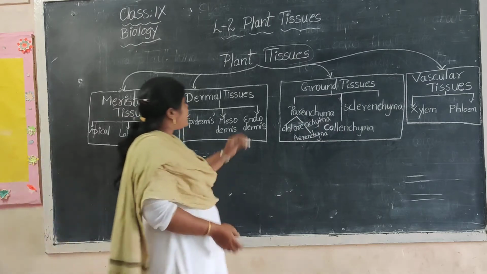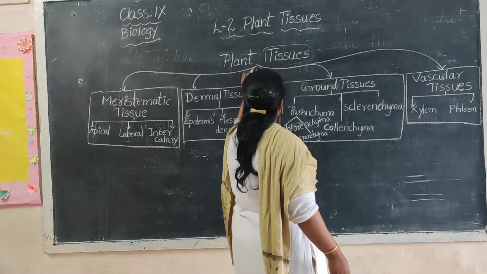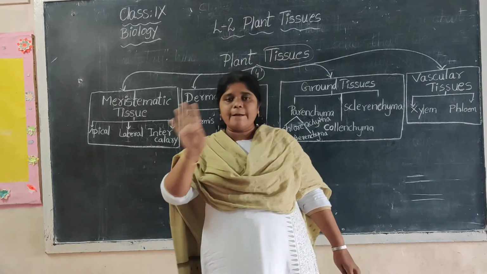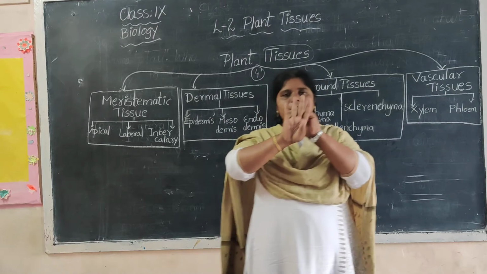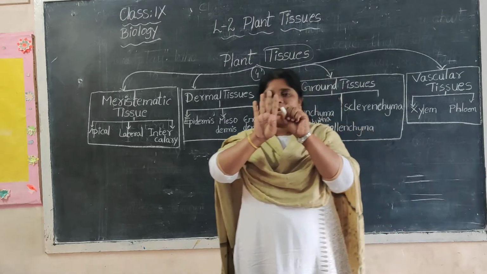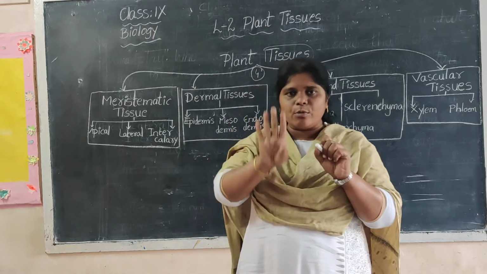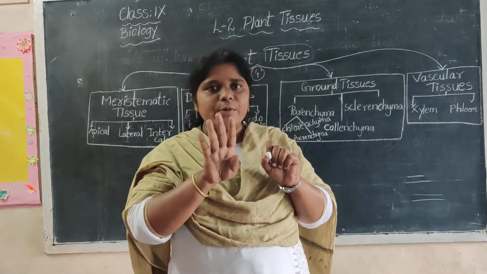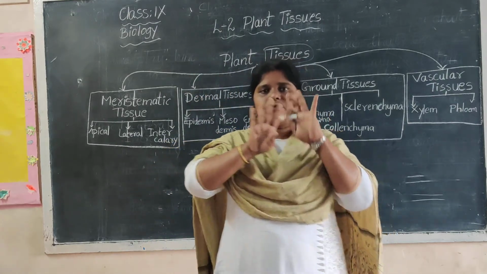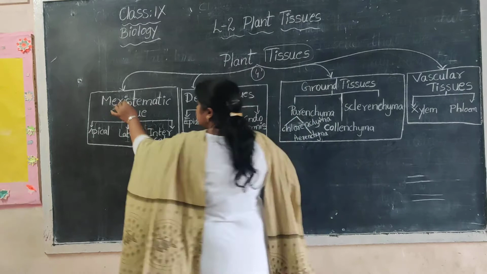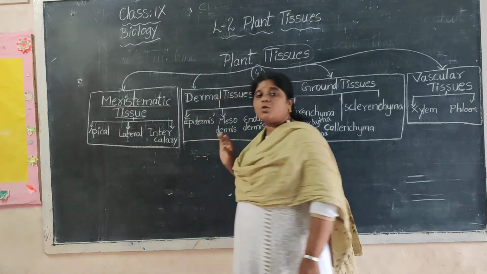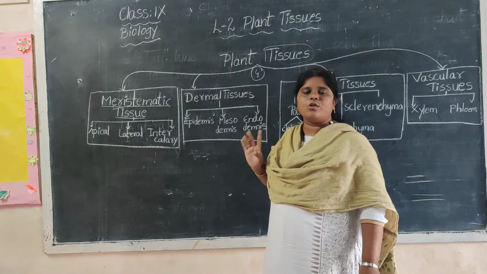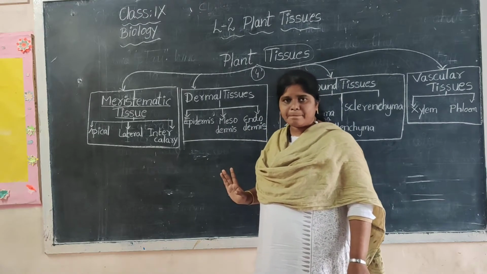Totally, the plant tissues are of 4 types. The whole plant body is made up of 4 types of tissues. The plant body is composed of 4 types of tissues. Now, the first type is meristematic tissue. So, please follow the pronunciation properly.